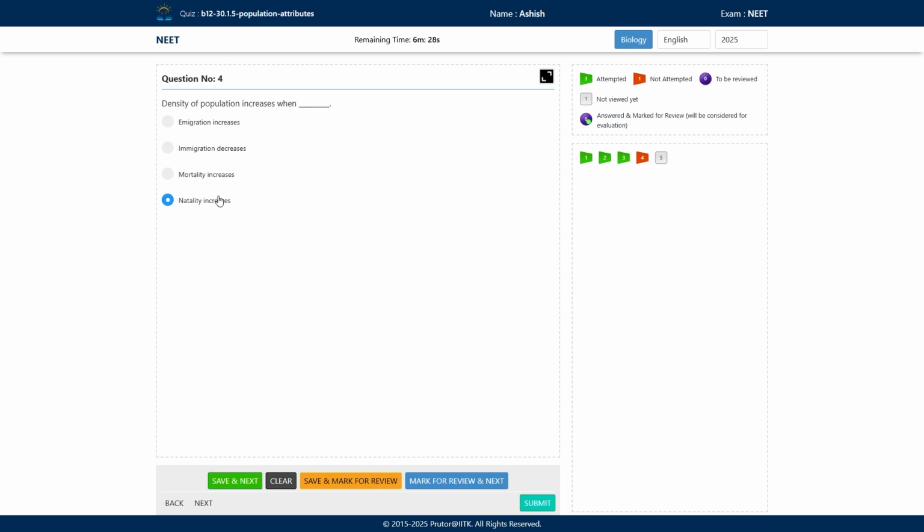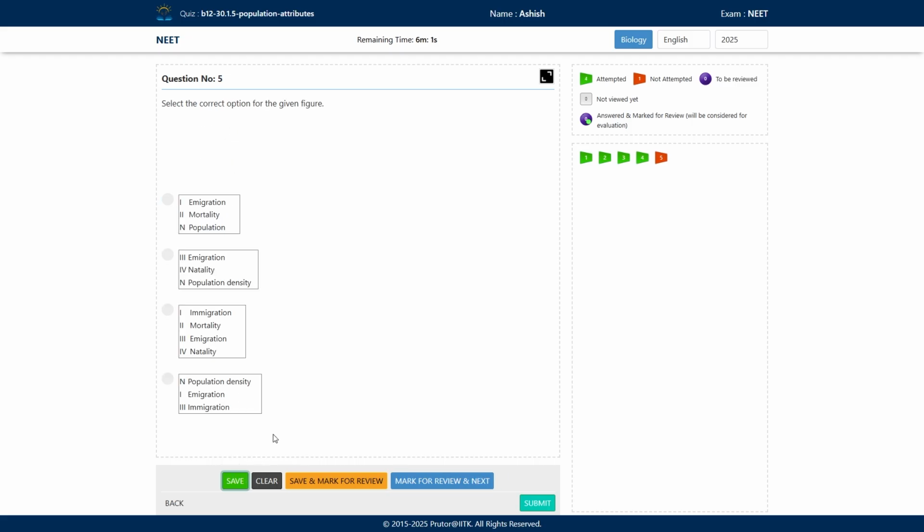Option D is the correct answer here. Natality increases means the number of births increases, and only then will the population increase. If mortality increases, obviously the population density will decrease because more people are dying. If immigration decreases, then also the population density will not increase. If emigration increases, then the population density will decrease. So the correct answer will be natality increases.